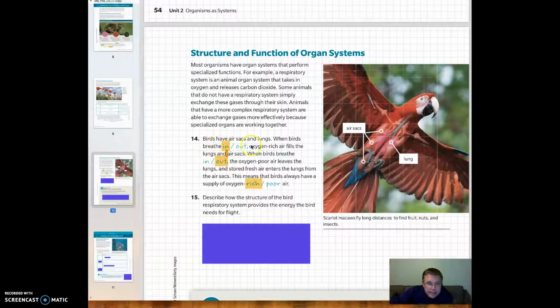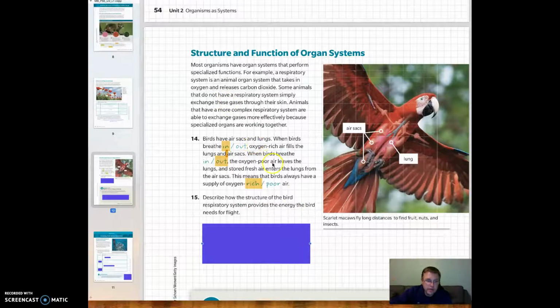Number 14, again, I highlighted the correct answers on that already. Birds have air sacs and lungs. When birds breathe in, oxygen-rich air fills the lungs and air sacs. When birds breathe out, the oxygen-poor air leaves the lungs and stored fresh air enters the lungs from the air sacs. This means that birds will always have a supply of oxygen-rich air. So they always have oxygen coming into their lungs and being transferred into their blood, and then that oxygen eventually being transferred down to their cells.